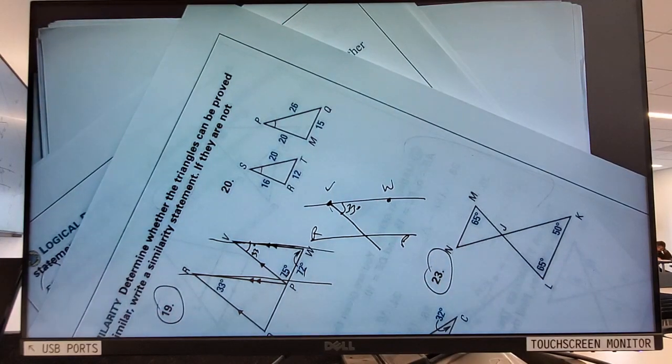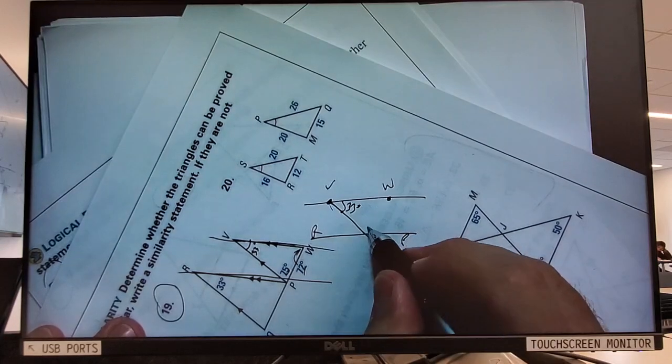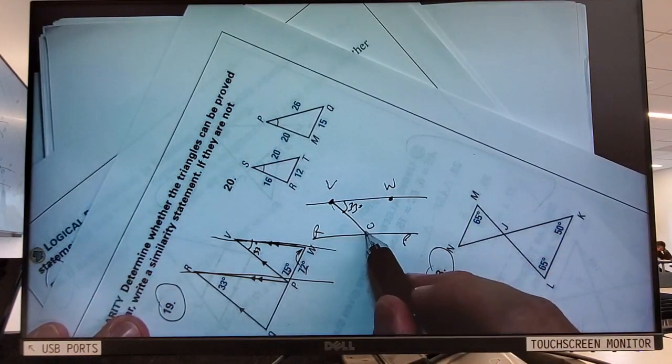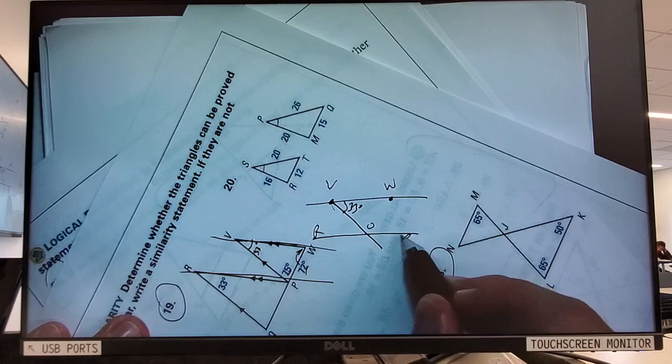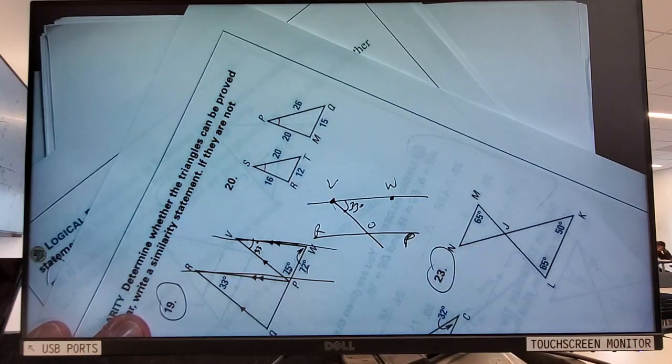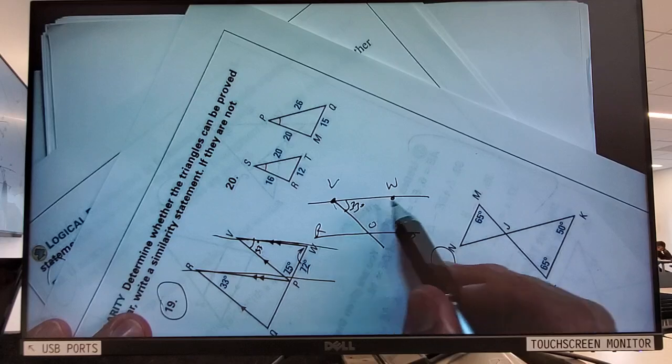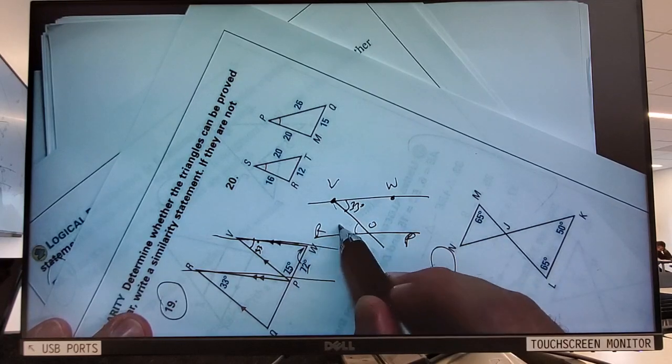We're almost there. What else is 33? Oh, I didn't give you a way to identify. I'm sorry. Let me put, in the middle, I'm going to put O. So for example, this angle here would be VOP. Do you see that? Okay. So what other angle is 33 degrees? VOR. I love it. And I apologize.